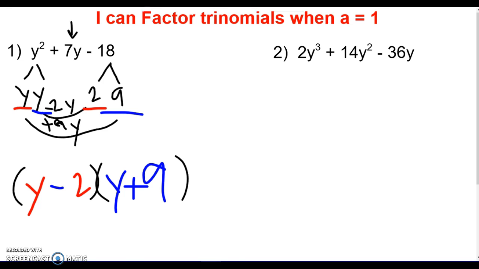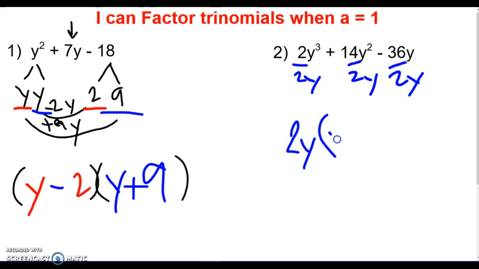Okay, now look at this one. Before I can start, I've got 2y to the third plus 14y squared minus 36y. Do you notice something? Do you see that everything could be divided by 2 first? So I could take a 2 out of everything. But there's something else I could take out of everything. I could take a y out of everything as well. So now I have to write down my 2y, and what's left is y squared plus 7y minus 18, because I took the 2y out.